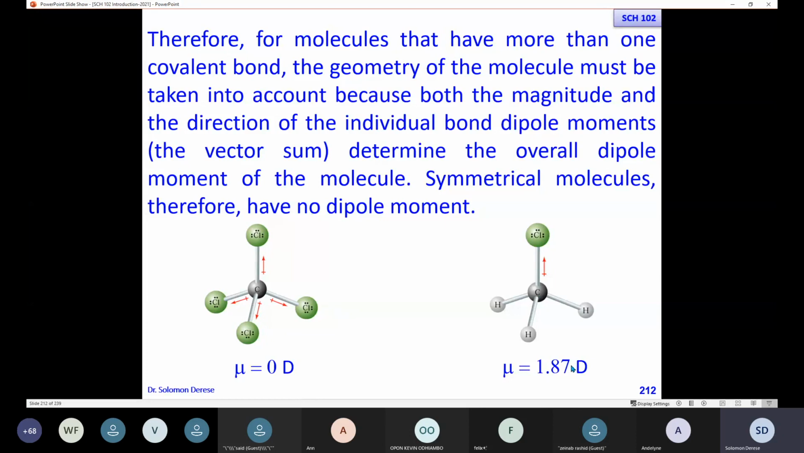Can you tell me why it is not 1.2 plus 1.5? Why is it not 2.9? Instead, the dipole moment of this molecule is only 1.87. Why do you think this is the case?